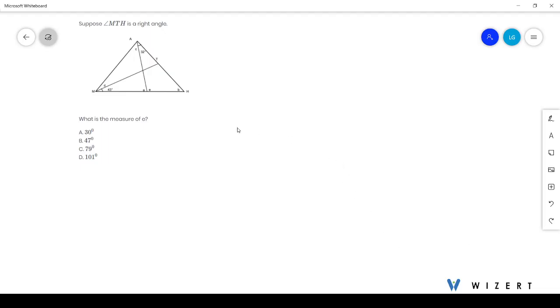Our question is, suppose angle MTH is a right angle. What is the measure of E? Now, to find the measure of angle E, let us draw this figure again.